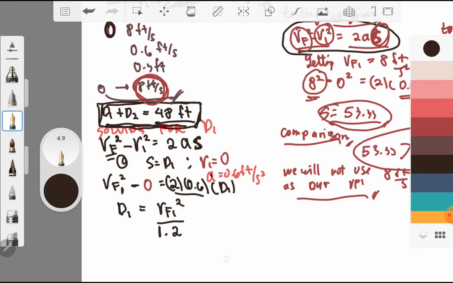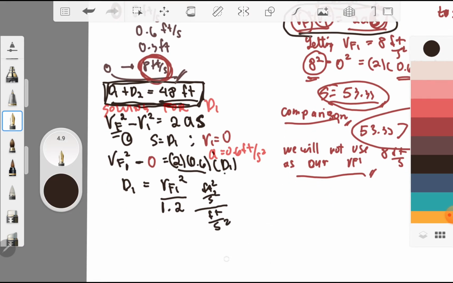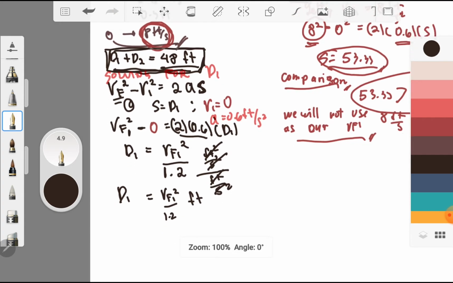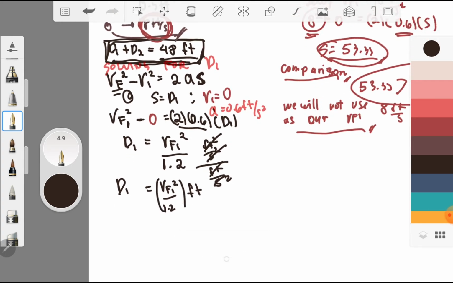Take note that our unit will be equal to, so VF1 squared, so feet squared second squared divided by feet per second squared, so cancelling out one of your feet and cancelling out your seconds, so we have our D1 is equal to VF1 squared all over 1.2 multiplied by your feet, which has a unit of feet. Okay, so wag lang muna natin ilagay-lagay yung feet, so dindemonstrate ko lang para pakita sa inyo that if you know the units, hindi kayo mawawala. Next is our D2.